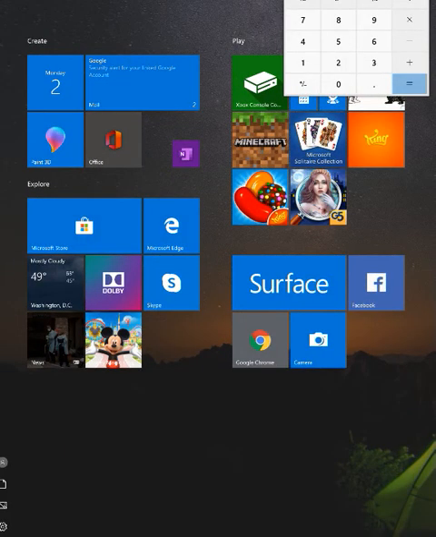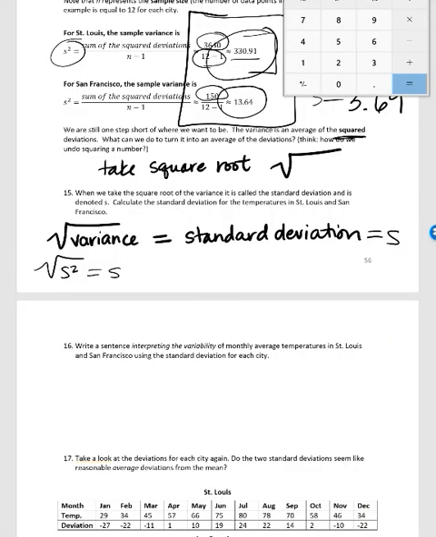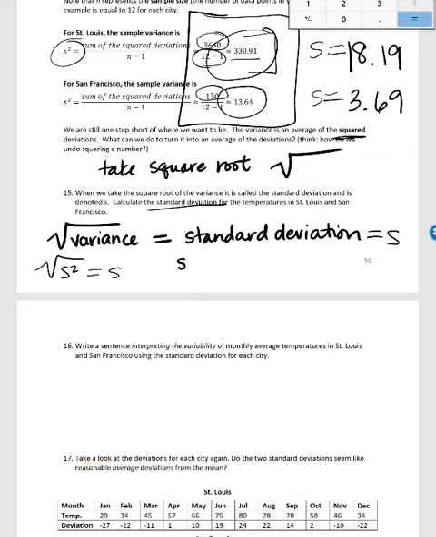Okay, let's go back. Here we go. Okay, calculator, I guess you can just stay up there. Okay, so the standard deviation for St. Louis is 18.19, and then for San Francisco, 3.69.